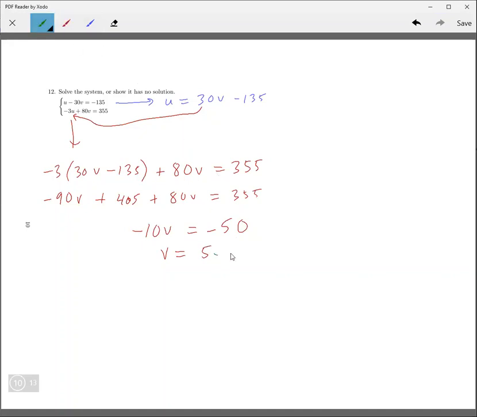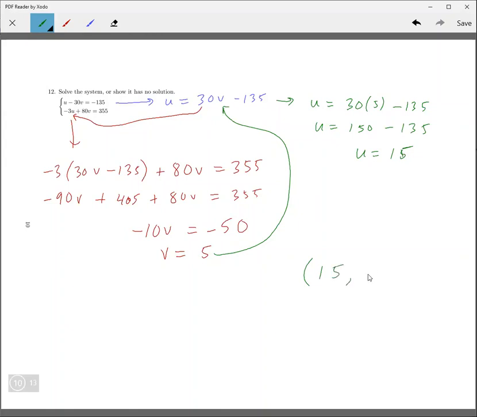Then you're going to take that 5 and plug it into here. So that's 150 minus 135. So u is 15. Your answer is going to be, because u comes before v in the alphabet, the value for u first, which is 15, followed by the value for v, which is 5. So 15, 5.